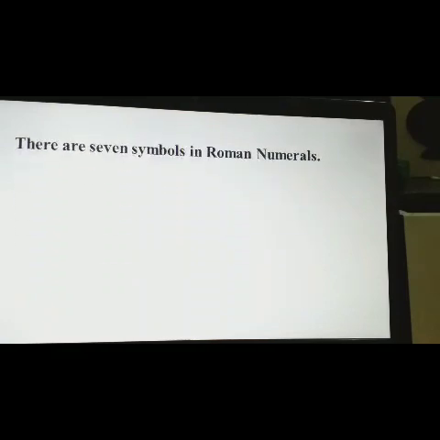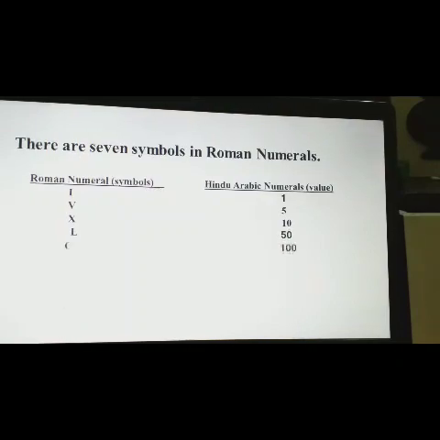Students, look at this clock. All the numerals written around this clock are in Roman numeral form. There are 7 symbols in Roman numerals. Now look at these Roman numerals. I stands for 1, V stands for 5, X stands for 10, L stands for 50, C stands for 100, D stands for 500, and M stands for 1000. Students, remember one thing, that there is no symbol for 0 in Roman numerals.